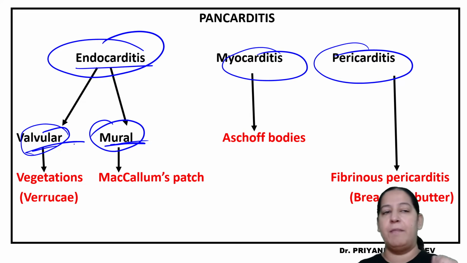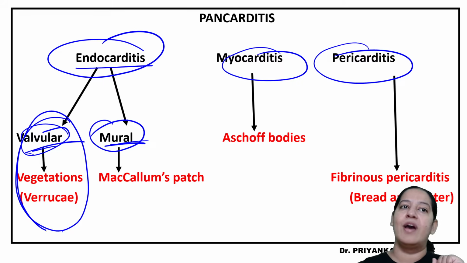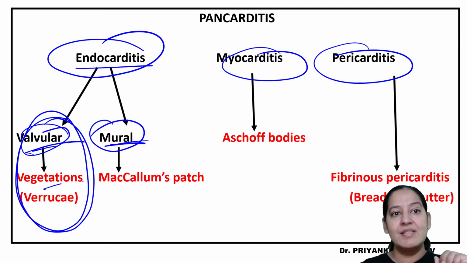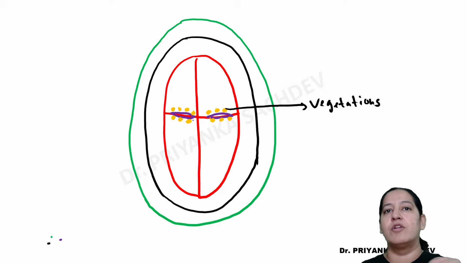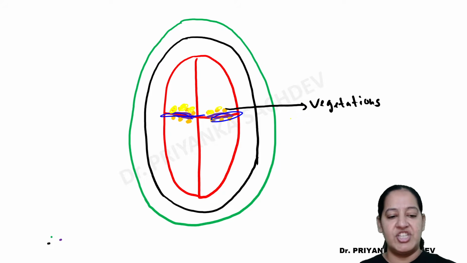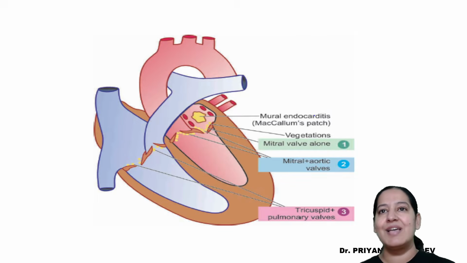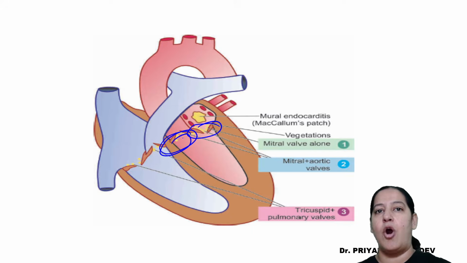Let's talk about them one by one. Let's take the first one, valvular endocarditis. In valvular endocarditis, vegetations or verrucae are formed on the valves. Can you see the 2 valves here? Can you see small yellow colored nodules over these valves? These are known as vegetations or verrucae. I am marking it. Can you see the small yellow colored dots present on the valves? That is verrucae and vegetations.